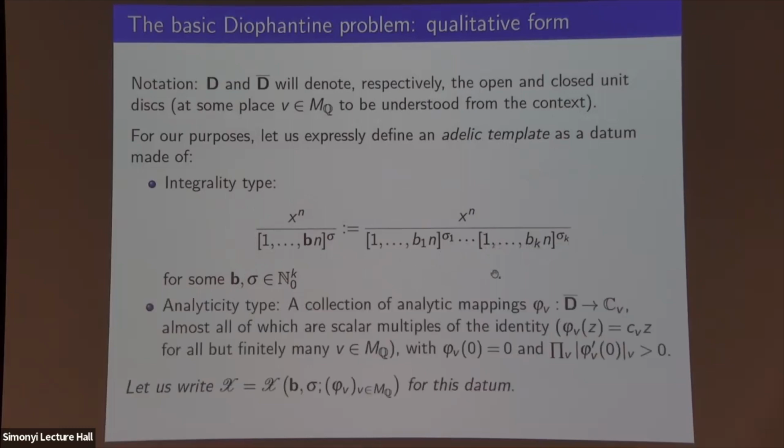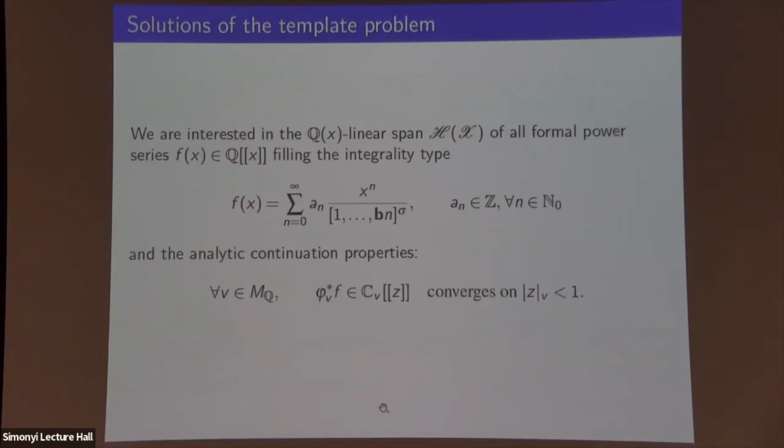And let us also consider, for each place v of Q, a v-adic analytic mapping of the unit disk. By analytic, I just mean a convergent power series that maps 0 to 0, which is, let's say, the identity for almost all places v. We can be loose about the multiple of the identity, provided this condition holds on the derivatives, and we call this datum x. So we're trying to solve a certain Diophantine problem given this datum.